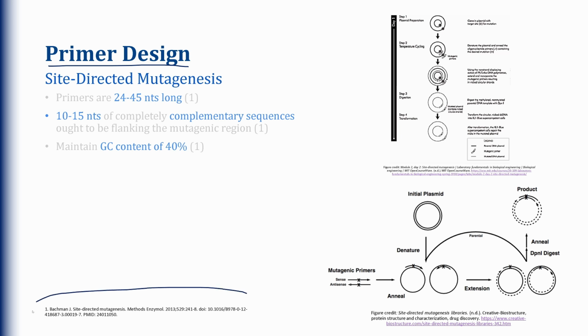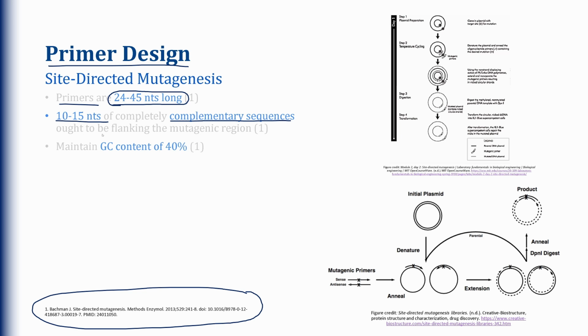There are a couple of things to keep in mind in primer design. This is the resource that I use for this information, and it's a good resource, especially for the primer design aspect. So primers ought to be 24 to 45 nucleotides long. And you have to have 10 to 15 nucleotides, roughly speaking, of completely complementary sequences that are flanking the mutagenic region. You also should maintain a GC content of 40%. Ideally, this would be done in the flanking regions that are flanking the mutagenic region.